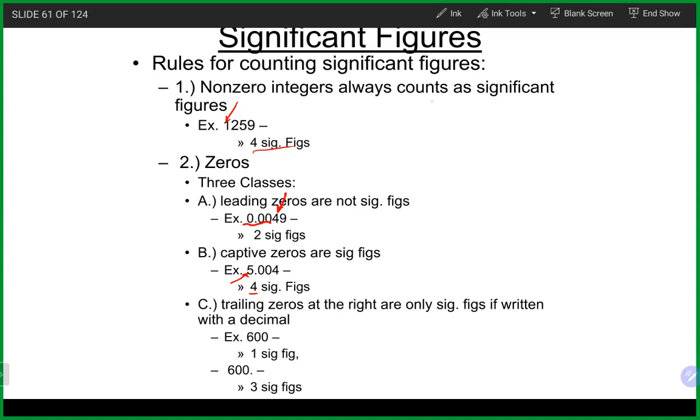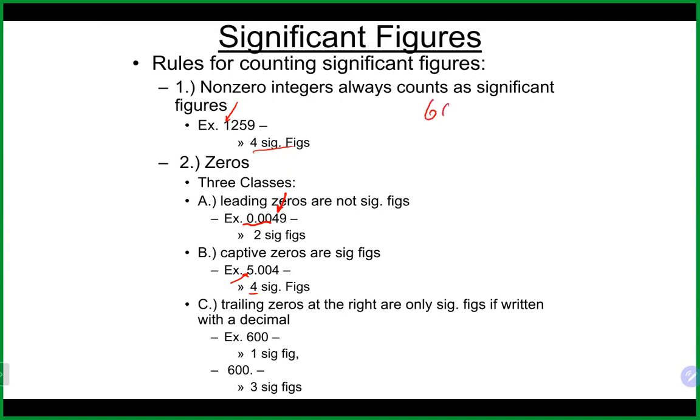So when we look at 600 here, written like this, it has only one significant figure, which is the 6, and that is because there is no decimal point actually written in the number. If we were to write it like this, the second way there, this would now have 3 significant figures. Because of this decimal point, those zeros are significant. It would have 3 sig figs.